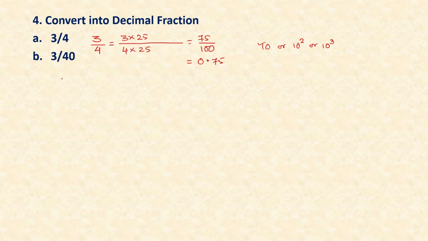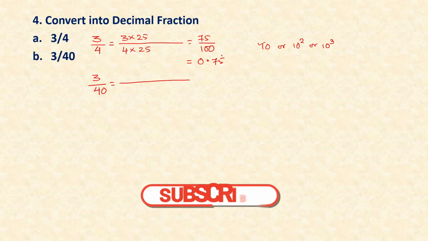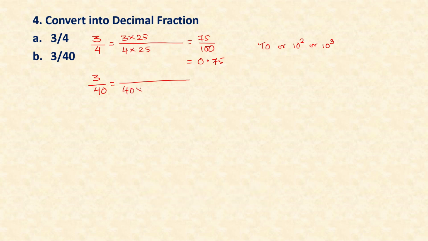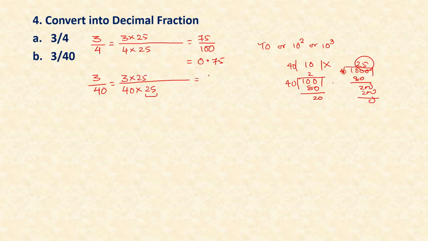Let us solve the next question. Next question is 3 divided by 40. Likewise we have to convert the denominator to either 10 or 100 or 1000 or 10,000, like this. Can 40 be converted to 10? No, it is not possible. Can we convert 40 to 100? It is not possible. Can it be 1000? If I multiply 40 by 25, it will become 1000. The same number you have to multiply here, 3 into 25, then it will become 75 divided by 1000.